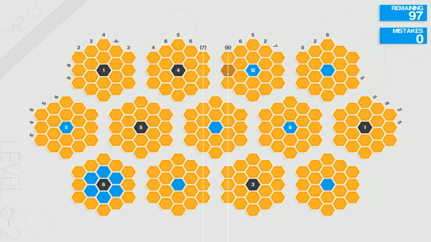So we have 1, 2, 3, 4, 5, 6, 7, 8. Essentially, the two outside we can't mark, but we can mark everything but the last two in either direction for that one. 1, 2, 3, 4, 5, 6, 7. So these 4 we can mark as blue.